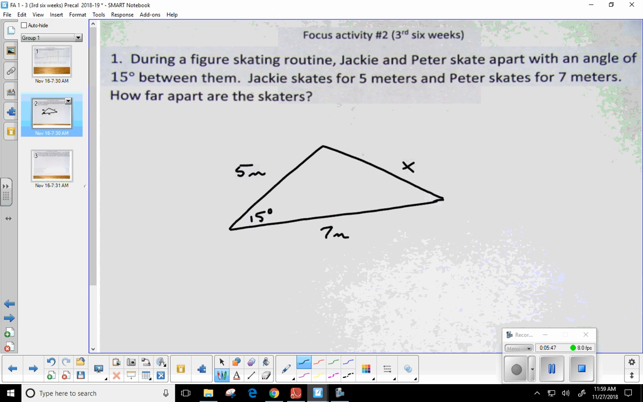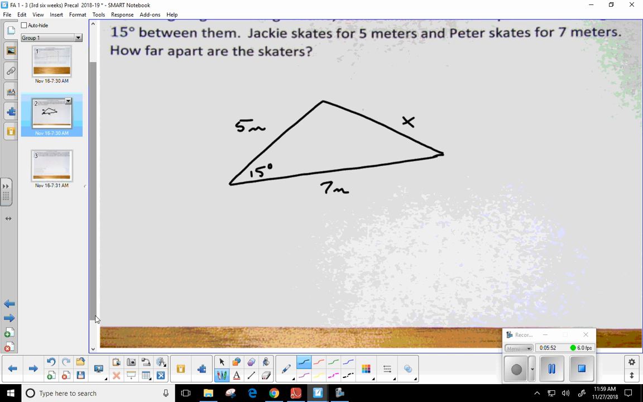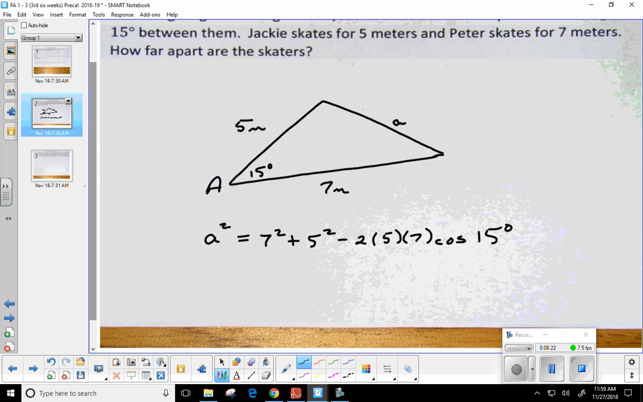Brandon? We just go ahead and put the big A in front of the 15. So you want to call this vertex A? Yes. Okay, so I guess I would change this to little a. So we could do little a squared. So he says little a squared equals 7 squared plus 5 squared minus 2 times 5 times 7. There we go. And then times the cosine of theta, which is 15 degrees.